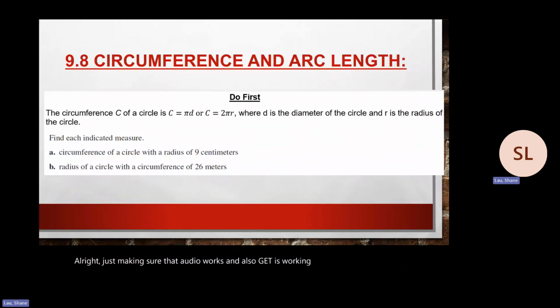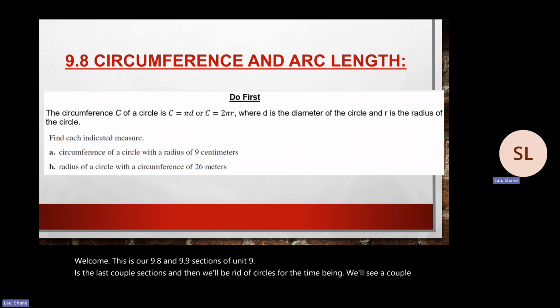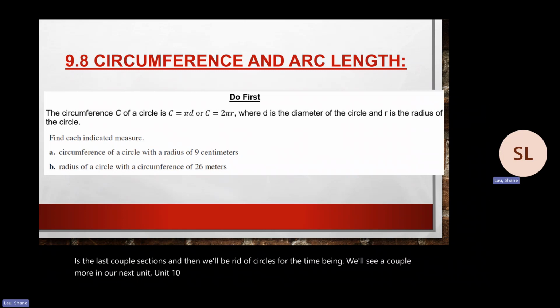Perfect. Welcome. This is our 9.8 and 9.9 sections of Unit 9. This is our last couple sections, and then we'll be rid of circles for the time being. We'll see a couple more in our next unit, Unit 10, with cylinders, and I think we're going to talk about cones, maybe. I'm not too certain. I'll have to look back at the notes. But what we do know for sure is we're going to finish up 9.8, 9.9.